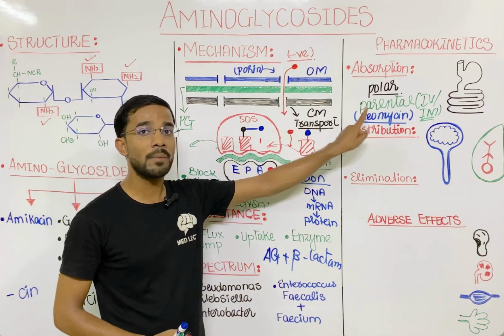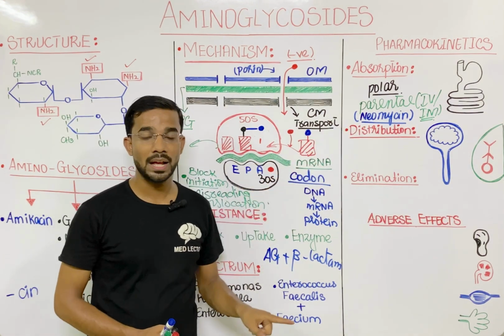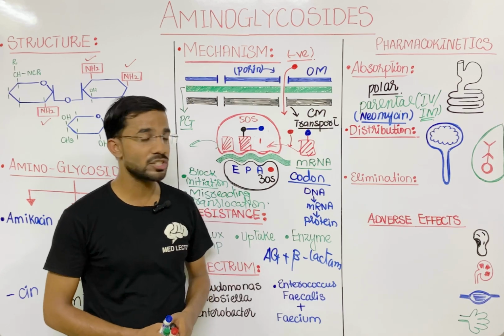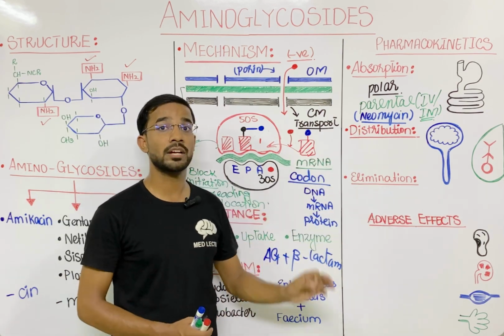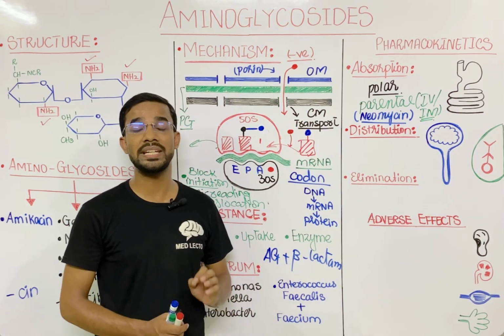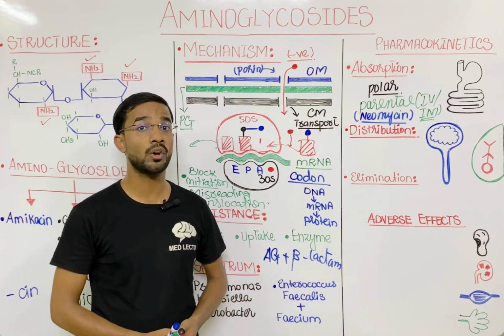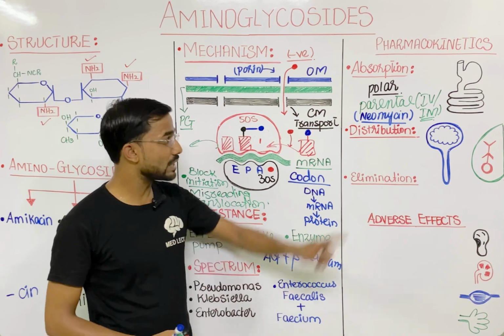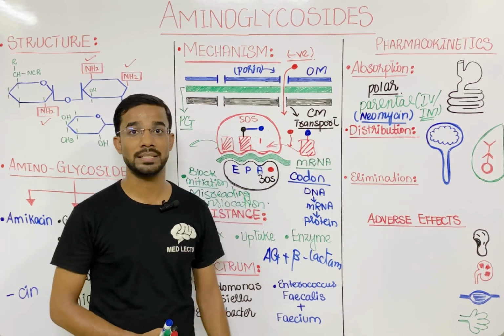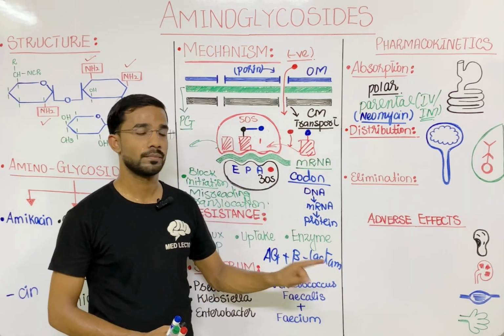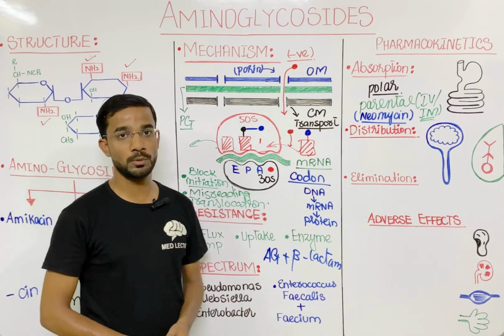So that's why neomycin can be used topically, like for skin infection, and neomycin can be taken through the oral route to decontaminate our GIT before surgery, like colorectal surgery. So that is the important thing about neomycin, and that is an exception. Okay. Next is the distribution.